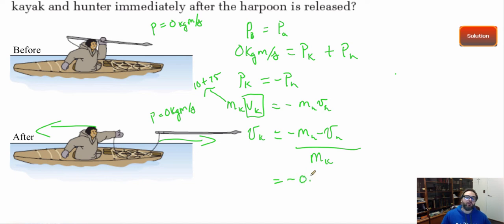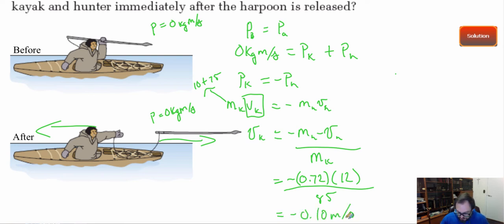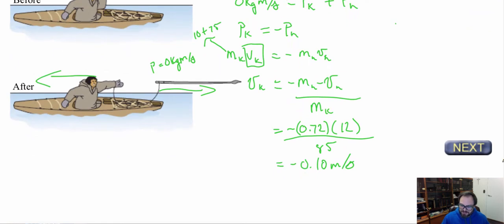So I'm going to now plug in all my numbers to see what we end up getting. And this is going to give me a total of 0.10 meters per second. Now a key thing here is, since it's negative, we know it's going backwards. Or we could say 0.10 meters per second backwards.